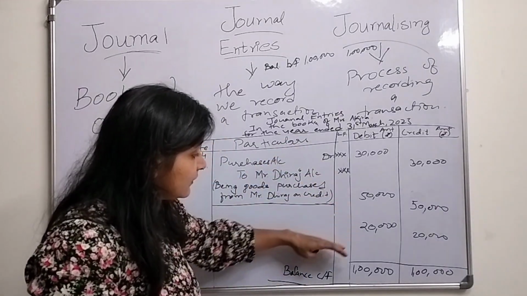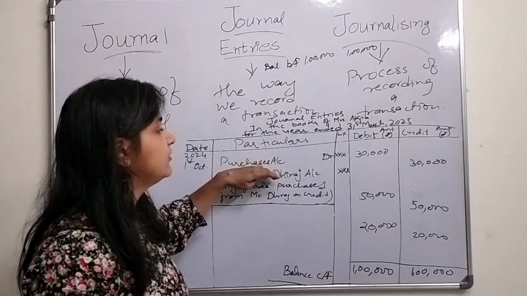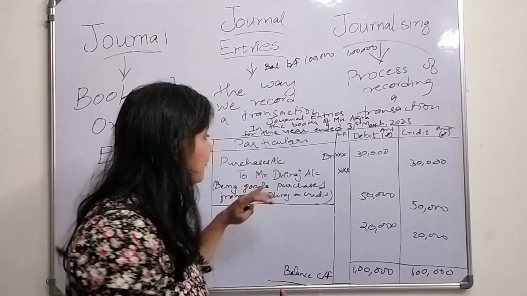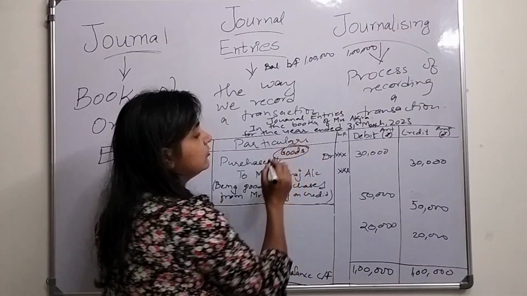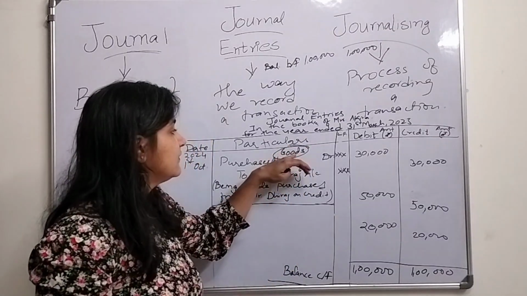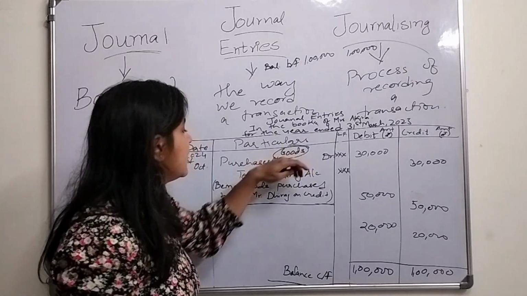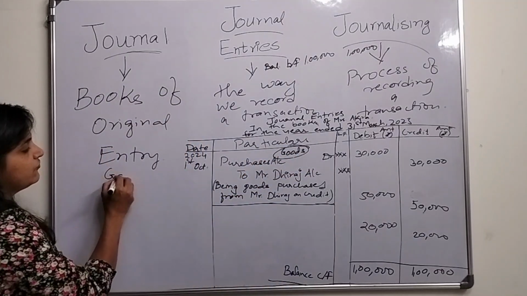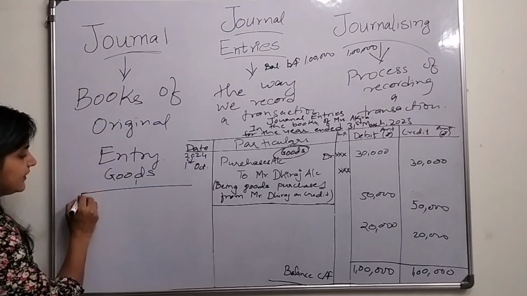Now, here the thing that I want to mention is, first I have written here purchases. I have not said goods. I purchased goods from Mr. Dheeraj. I am not saying goods account debit. I am saying purchases account debit, because goods are going to be dealt in 5 categories. What will be the 5 categories?